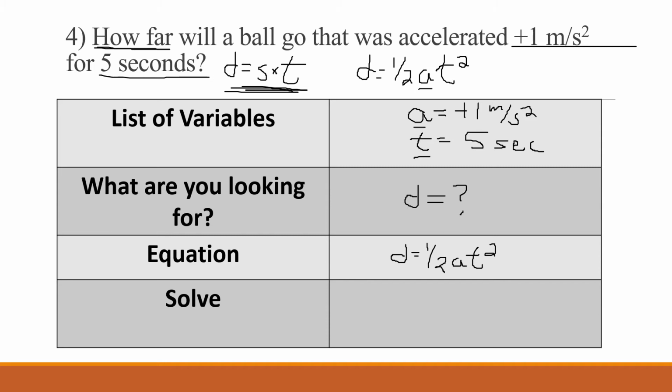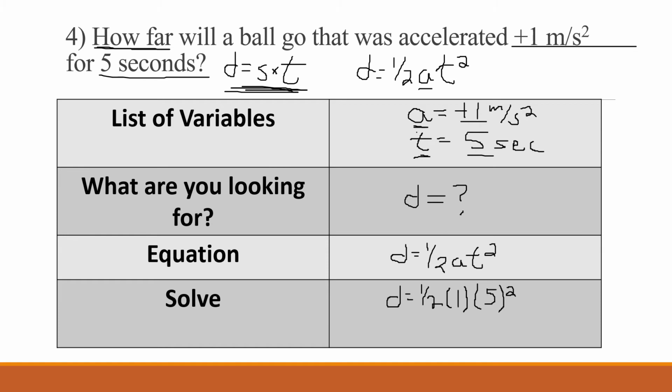So, what we're then going to do is solve it out. I am going to plug these numbers into this equation. D equals 1/2. Instead of the A, I'm going to put 1. Instead of the T, I'm going to put 5. So all I've done is taken from my list of variables, and where it says A, instead of saying A, I put in the number that it equals, 1. Instead of T, I put the number that equals 5.